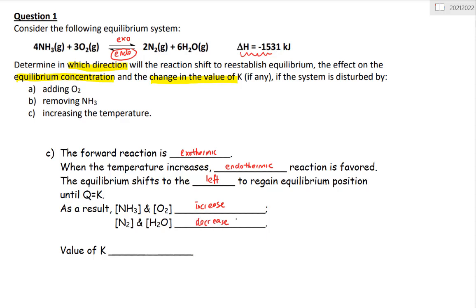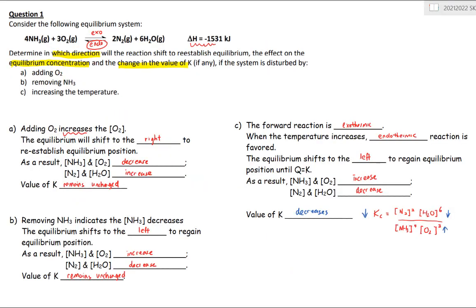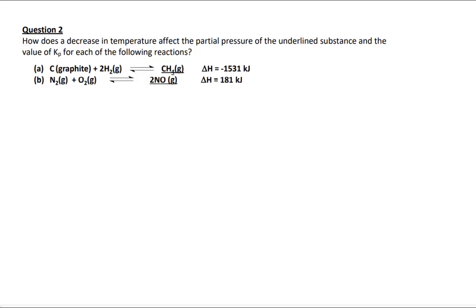To identify how K responds, you have to refer to your Kc expression. The concentrations of NH3 and O2 increase, and concentrations of N2 and H2O decrease. As a result, the value of your K constant decreases. So the value of K decreases. This is the answer that you may jot down for question number 1, parts 1A, 1B, and 1C.